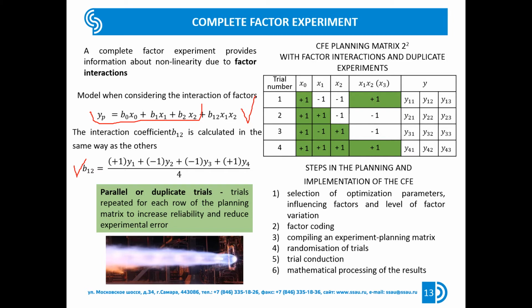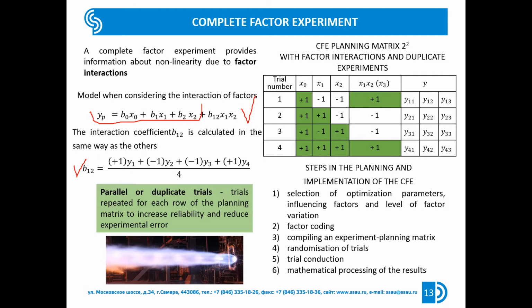If the number of trials in matrix rows is unequal, its orthogonality is broken, and the formula for the calculation of regression coefficients cannot be applied. In this case, more complex dependencies are needed. The planning and implementation of a complete factorial experiment is done in the following sequence.